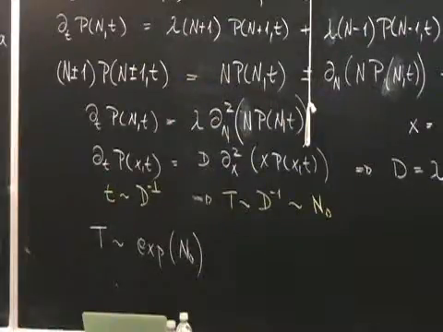So remember, if you have a dynamics pushing you towards the fixed point, like in this case here towards the boundary, or in that case towards the boundary, your extinction time scales logarithmically in n naught.